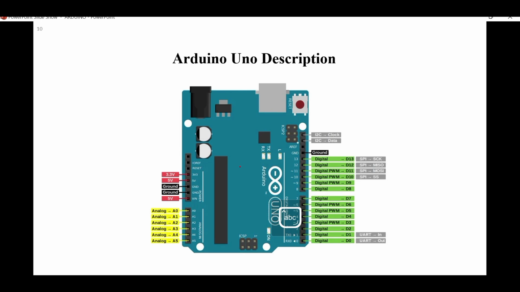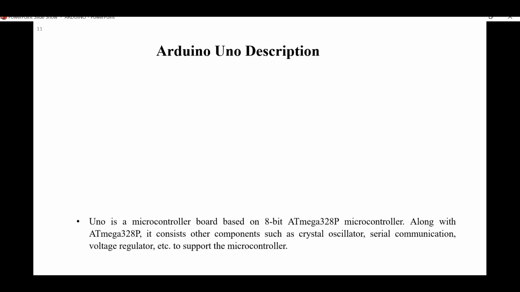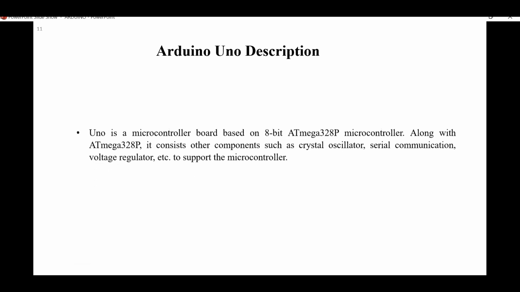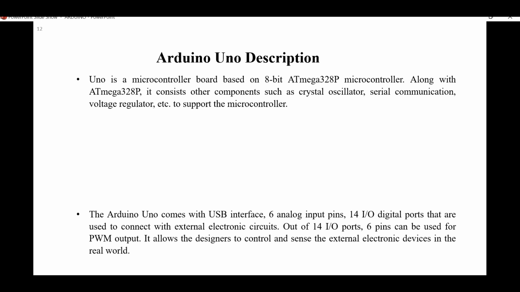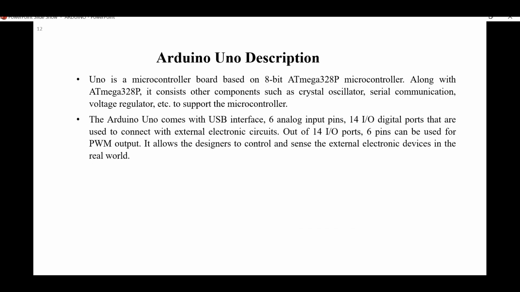This is the Arduino Uno picture. We'll see digital pins, analog pins, PWM pins, power pins. First of all, Arduino Uno is a microcontroller board. The ATmega328P microcontroller is inbuilt in the Arduino Uno. It is the heart of the Arduino. And next, we have other components also, like crystal oscillator and serial communication.